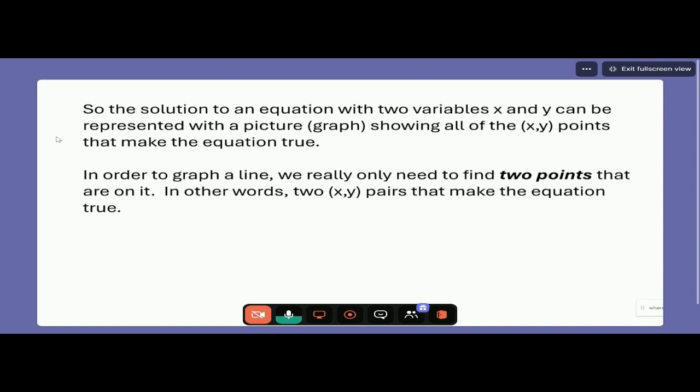So in order to graph a line, here's the next key point I want to make. We found a whole bunch of points there, right? And made that big table of values. We didn't need to find 8 points or 10 points or whatever. We really only needed 2, because if it's a line, you just need 2 points. And if you're doing it by hand, say you pick up your ruler and draw a straight line through them. Any 2 points on that line, and you can draw it.